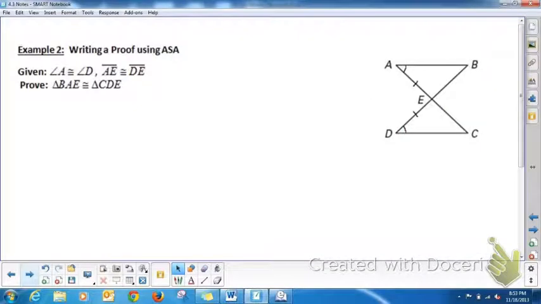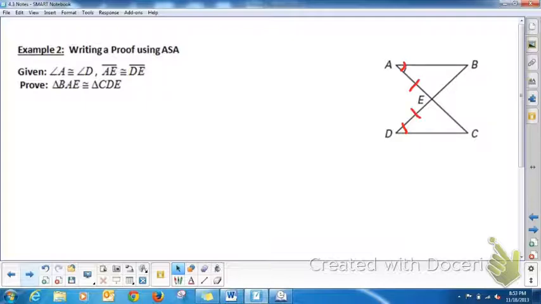Now we're going to write a proof using angle side angle. Before we write the proof, let's develop a plan for our proof. We're given that angle A is congruent to angle D. We're also given that segment AE is congruent to segment DE.